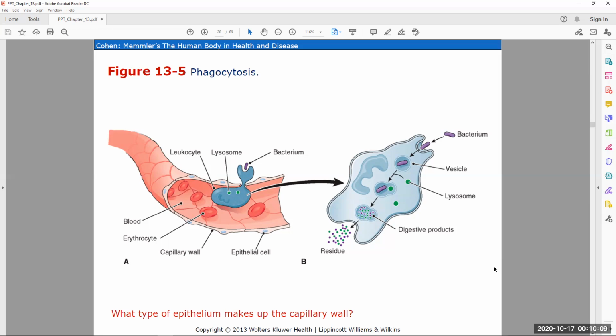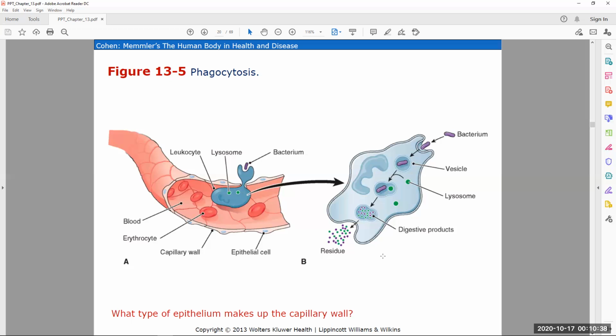Then, of course, what happens after it is encased in this vesicle, lysosomes then fuse with the vesicle, and they release their lytic or cutting up enzymes. And of course, when they release them, this leads to the destruction of the microorganism, and then the waste product or residue is egested or sent out from the white blood cell that is doing this phagocytotic activity.